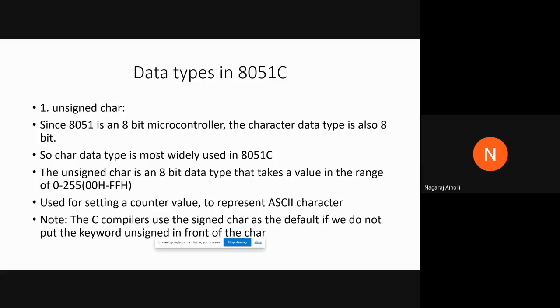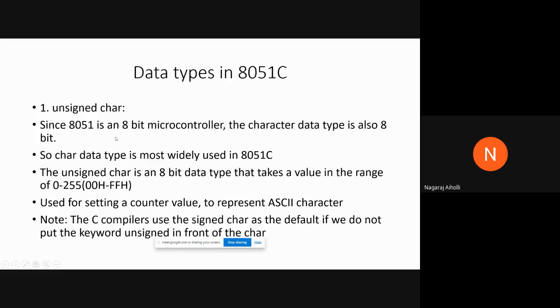Like this, in the microcontroller also there are counters which count the value from 00 to 255, or 00 to FFH. These counters are defined using the unsigned character data type. It is also used to represent ASCII characters, American Standard Code for Information Interchange, the full form of ASCII. Like normal characters, there are some special characters called ASCII characters, and to represent these, the unsigned character data type is used.